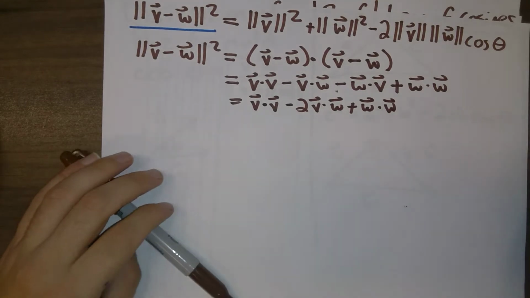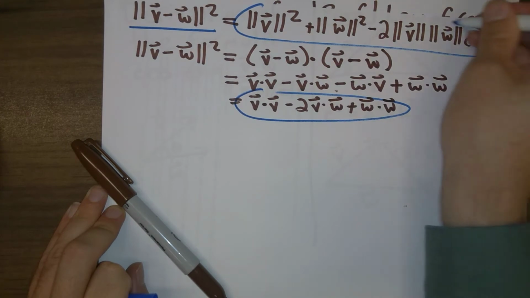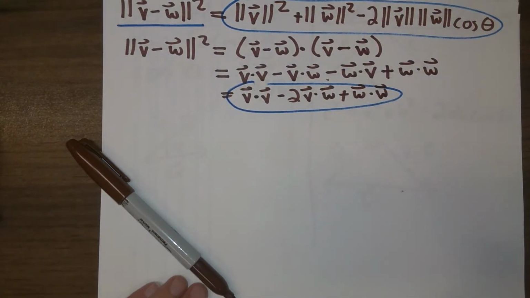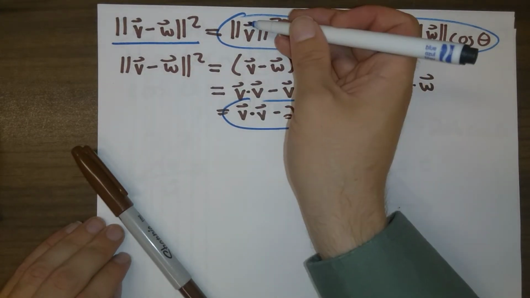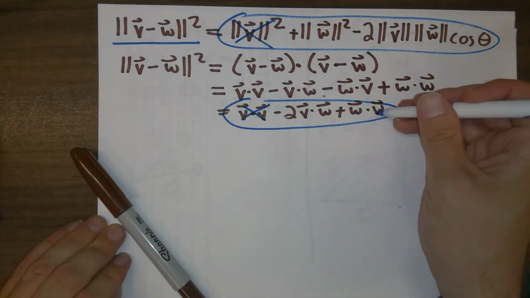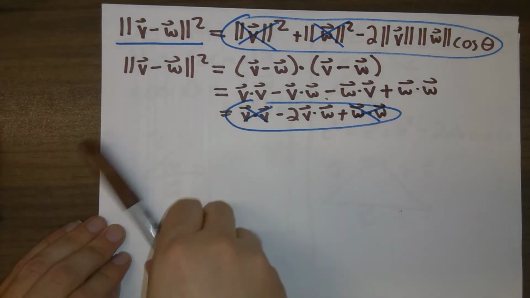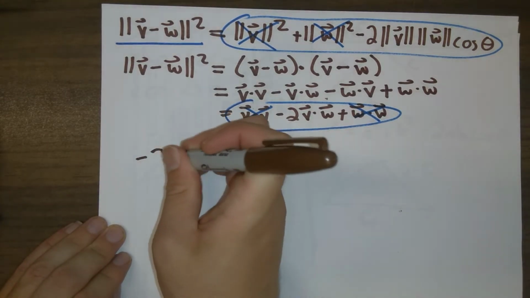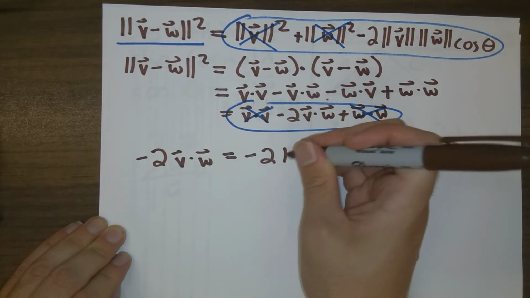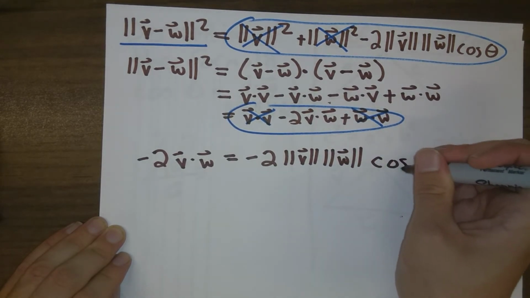So we have this expression is equal to this expression. And so we ask ourselves, what cancels here? Well, what cancels here is v dot v is the same as the length of v squared. So those cancel out. w dot w, length of w squared, those go away. And so we see that we end up with minus 2 v dot w is equal to minus 2 magnitude of v, magnitude of w, cosine theta.